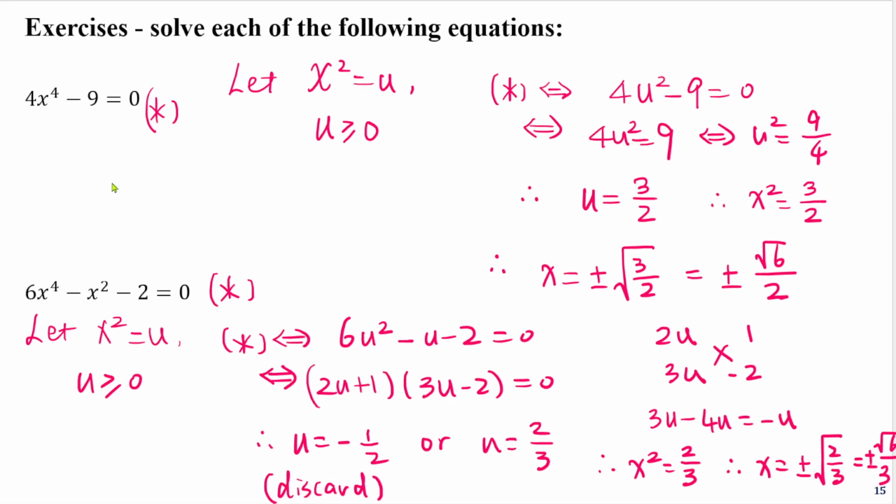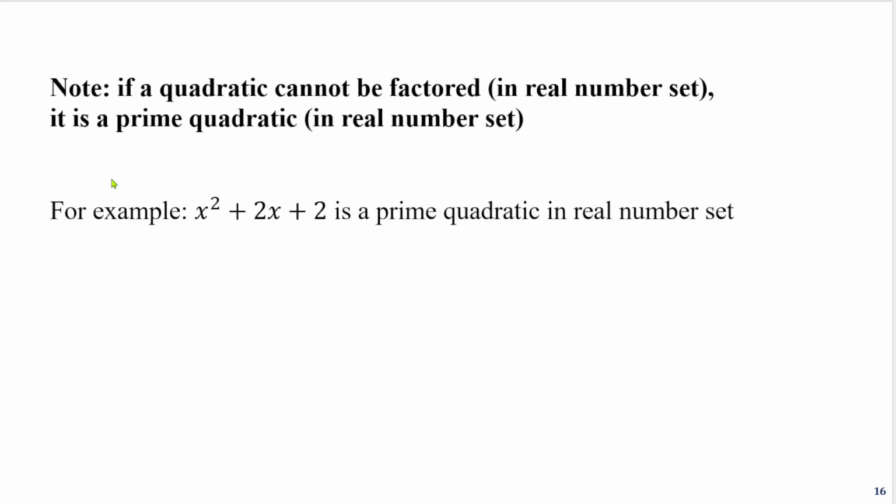Okay, so basically we have learned 5 methods to help us factor a quadratic expression, and you can use these methods to help us solve a quadratic equation. Also note that if a quadratic cannot be factored in the real number set, it is called a prime quadratic in the real number set. For example, in the real number set, we cannot factorize this expression here. Therefore, this quadratic expression is called a prime quadratic in the real number set.